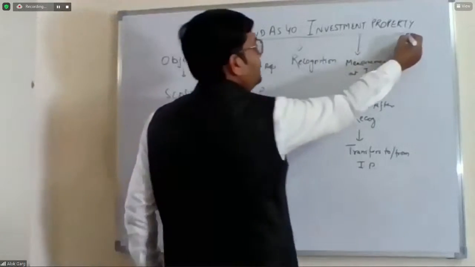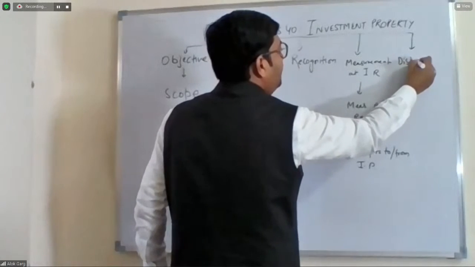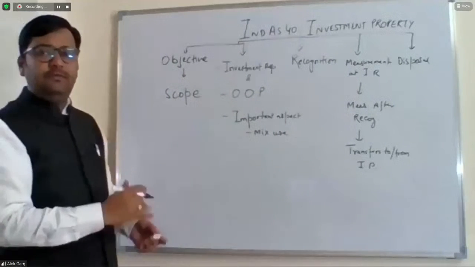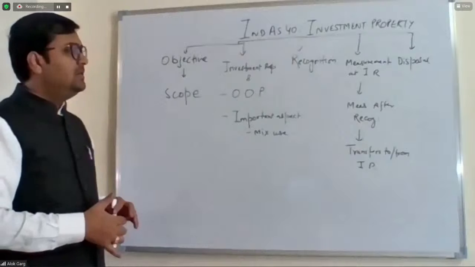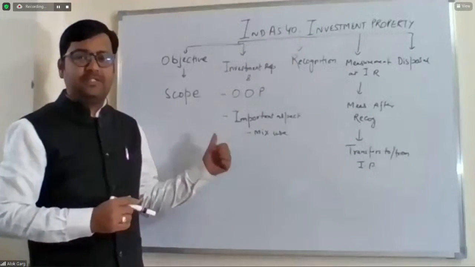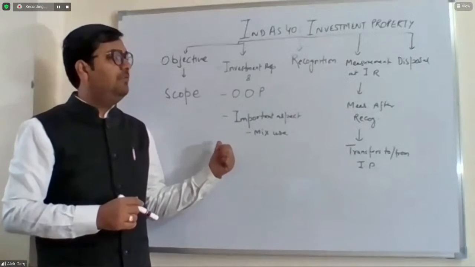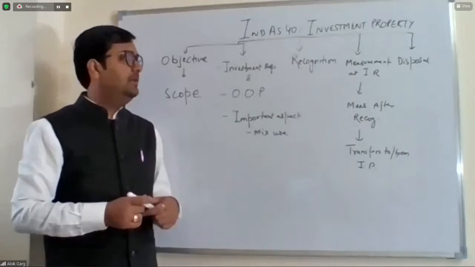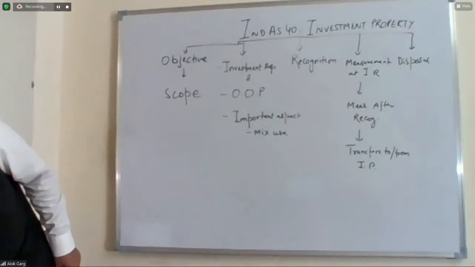Then the last part is disposal, when investment property is going to be derecognized or disposed of. So this is the overall picture of IndAS 40 investment property. This is a very small standard. That is why the Institute has allocated one class for this particular standard. So we are discussing this standard in today's class, and we will completely finish off this standard in today's class only. So this is the overall picture of IndAS 40.